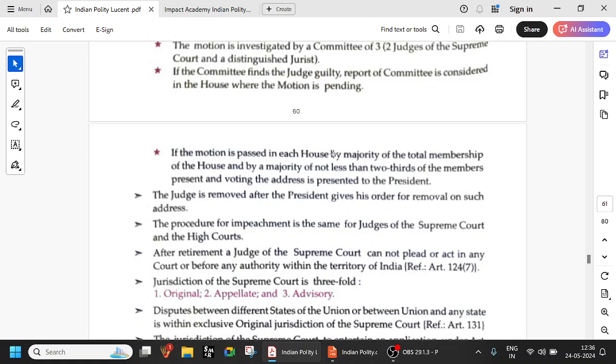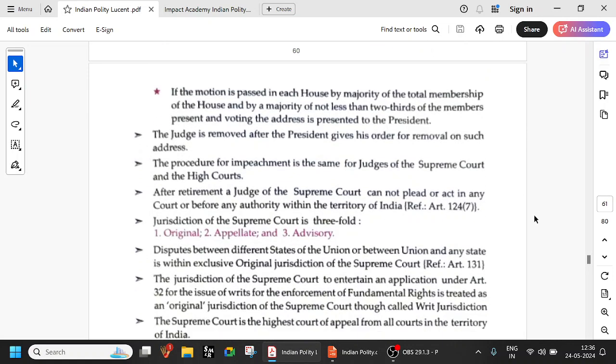So removing the judge is not easy. The judges have a lot of protection. The judge is removed after the president gives his order for removal on such address. So he can be removed by the president only. The procedure for impeachment is the same for judges of the Supreme Court and the High Courts. So even High Court judges are appointed by the president, and the procedure is also the same.